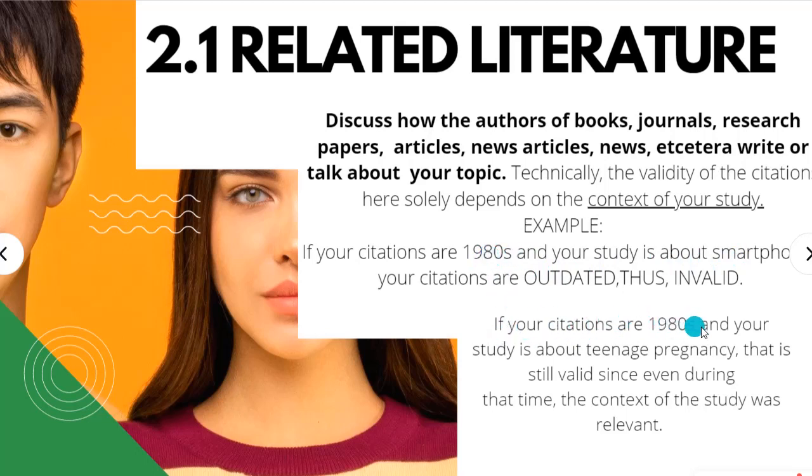If your citations are from the 1980s and your study is about teenage pregnancy, for example, that is still valid since the context of the study was relevant during that time. During the 1980s there were cases of teenage pregnancy, so it is okay to cite those since it is relevant during that time. So literature from the 1980s is acceptable as long as you understand the context of your study.